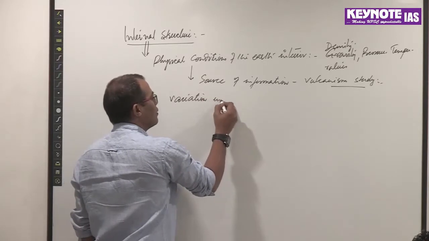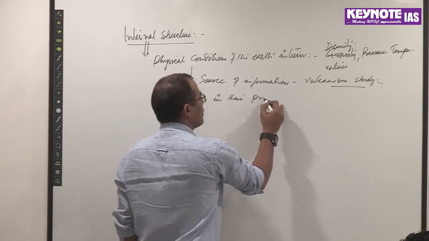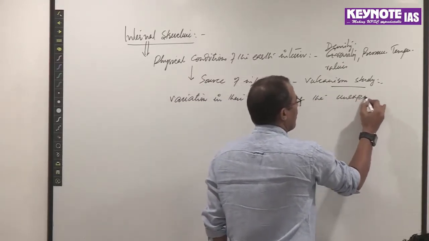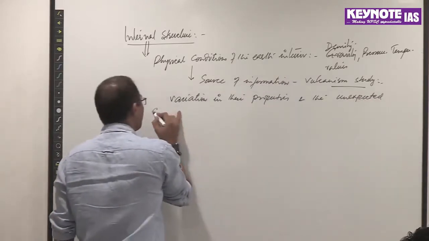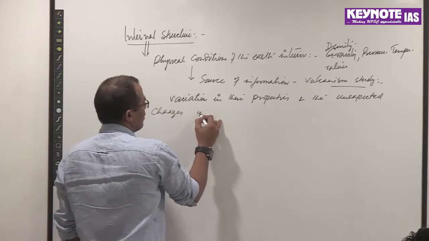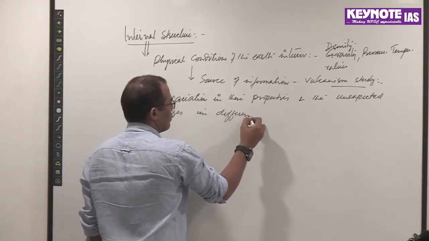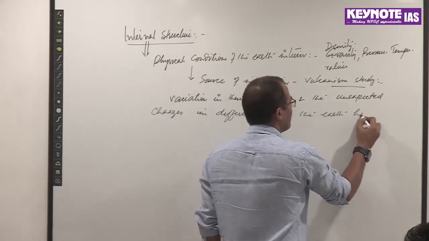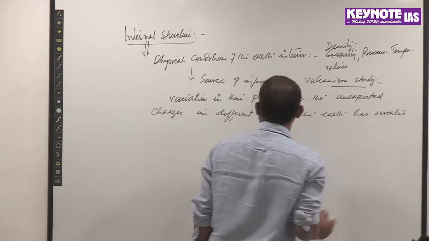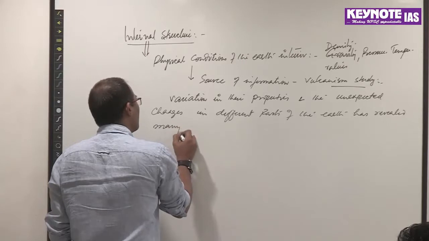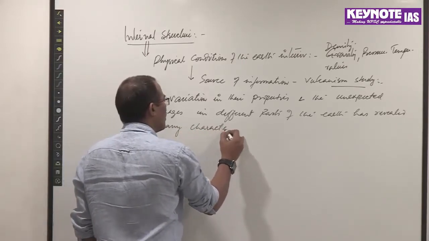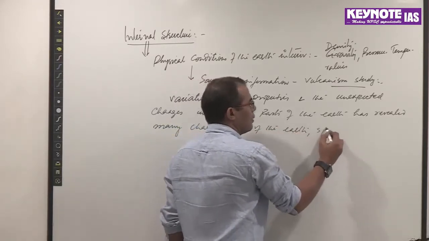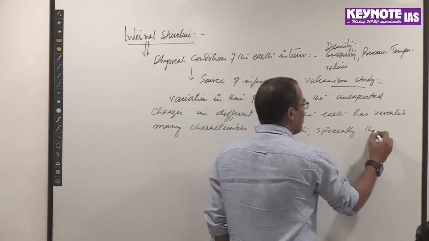Variation in these properties and the unexpected changes in different parts of the earth has revealed many characteristics of the earth, especially the upper part.